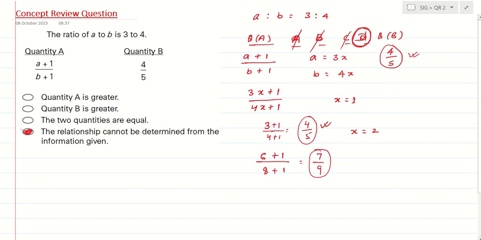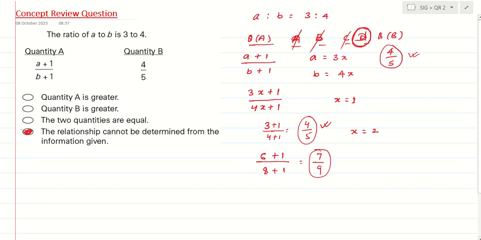Always keep in mind two things. The first thing is that A is not equal to 3 all the time. A having the ratio 3 is to 4 means A will have a common multiplier. I can say A equals 3x and B equals 4x.